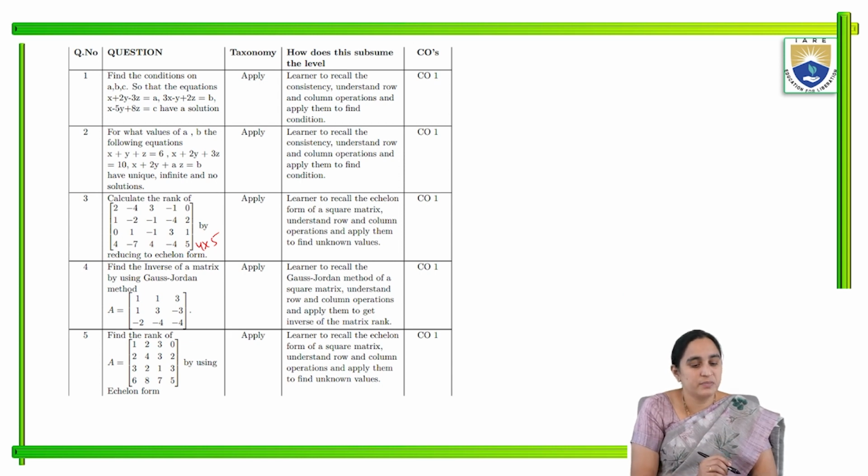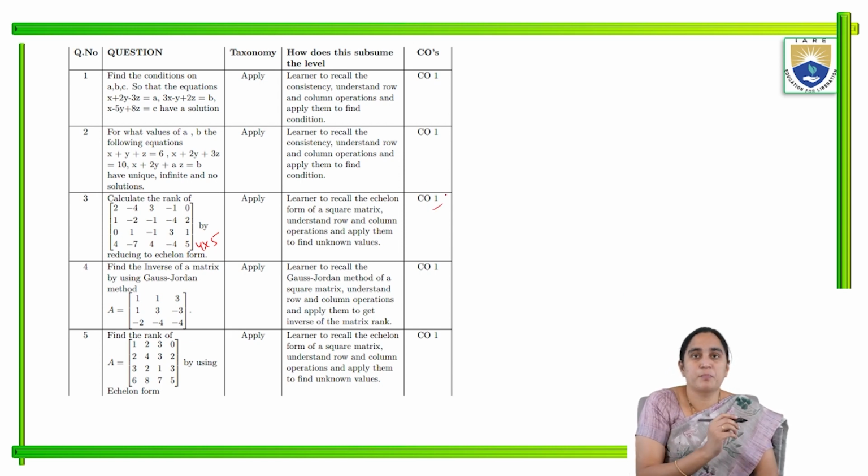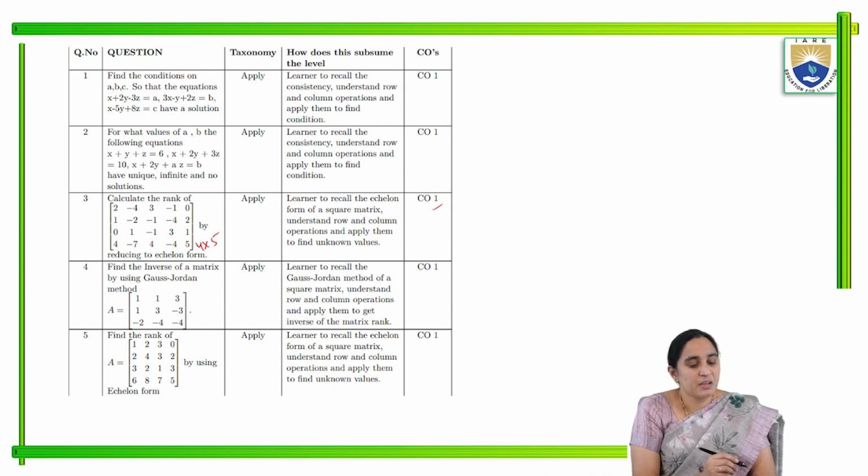Next, there we are using the CO1 map. Next, find the inverse of a matrix by using the Gauss-Jordan method. This is also an important topic. For finding the inverse of a matrix, we have to apply the Gauss-Jordan method. What about the concept of that?